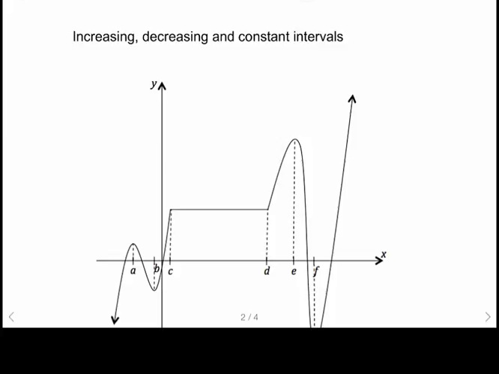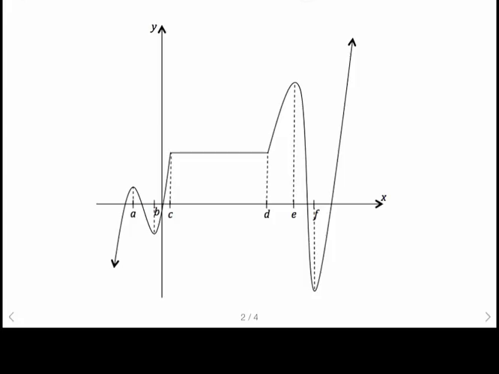So we've cleaned this up a little bit, same graph, and we're going to talk about how you would write down intervals over which a function is increasing, decreasing, and constant. As we said, a function is increasing essentially if it is getting bigger. So that's happening from negative infinity to A, from B to C, from D to E, and then from F to infinity.